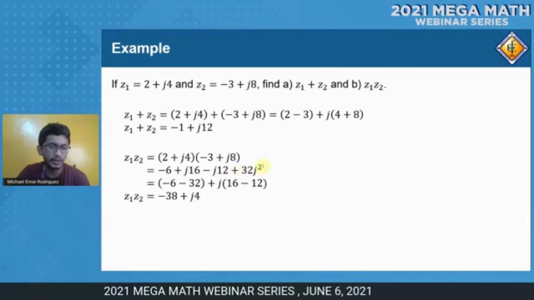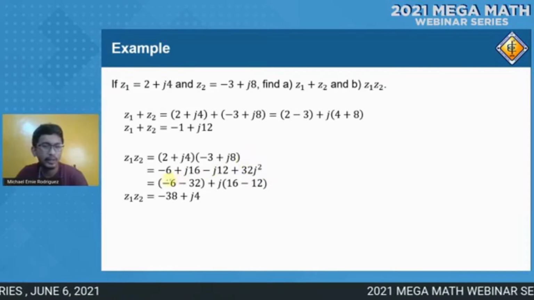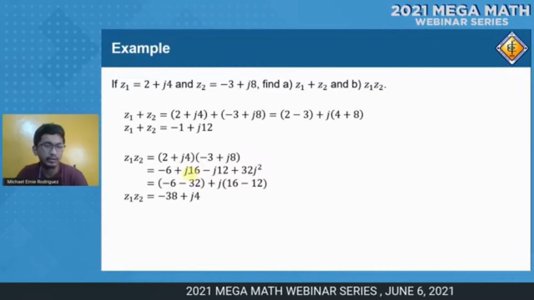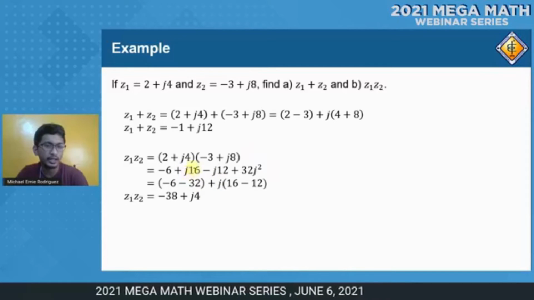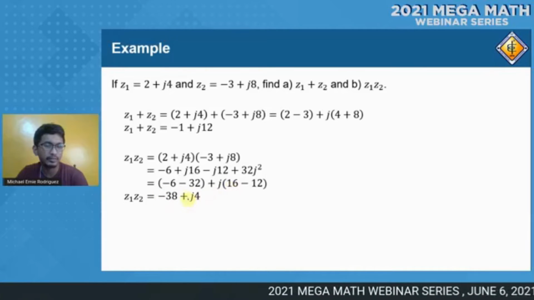This 32j squared becomes negative 32 since j squared is equal to negative 1. So, we have negative 6 minus 32 plus we factor out j. So, we have j times the quantity 16 minus 12. So, we have negative 6 minus 32 is negative 38 and plus j, 16 minus 12 is 4.